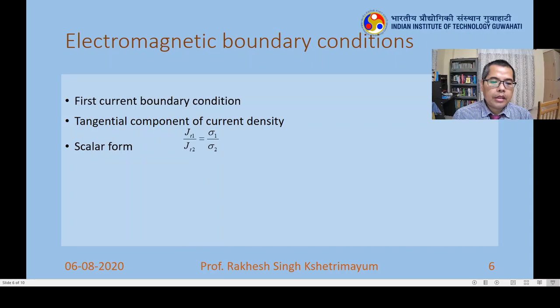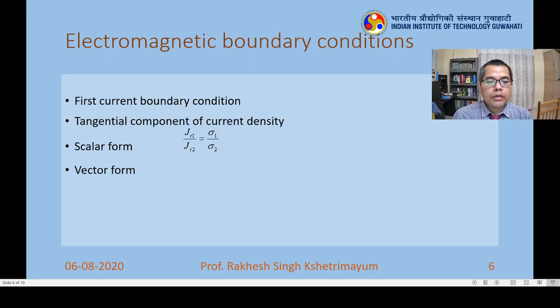It says that Jt1 by Jt2 is equal to sigma 1 by sigma 2. Jt1 is the tangential component of the electric current density in region 1 and Jt2 is the tangential component of the electric current density in region 2. The ratio of these two is always equal to sigma 1 by sigma 2. What is sigma 1 and sigma 2? Sigma 1 and sigma 2 are the conductivity for region 1 and conductivity for region 2.